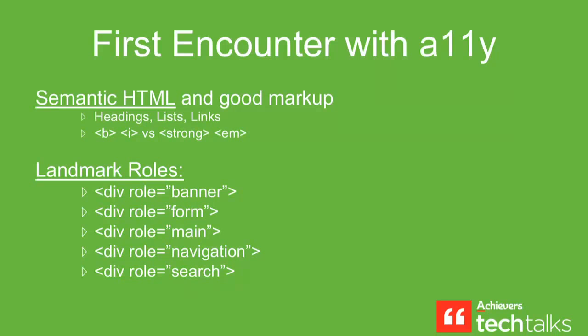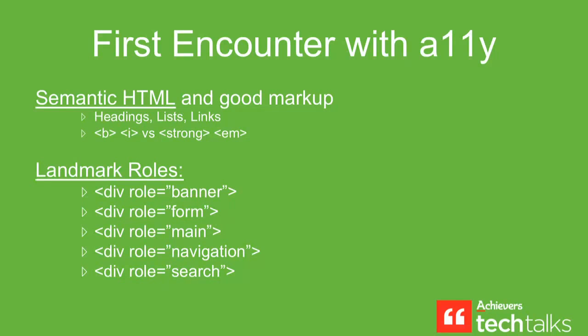In the case of B and I and strong and EM, they're just not explicit enough. B and I are used for appearance, the way the text looks, but strong and EM, which stands for emphasis, communicate more than just the appearance. It communicates this is a piece of text that's more important than the other piece of text. Likewise, headings, like H1s, H2s, LI, they provide extra information as to the context of that information. So a piece of text that says accessibility by itself doesn't mean much, but if it's H1, accessibility means, oh, this whole page is about accessibility.